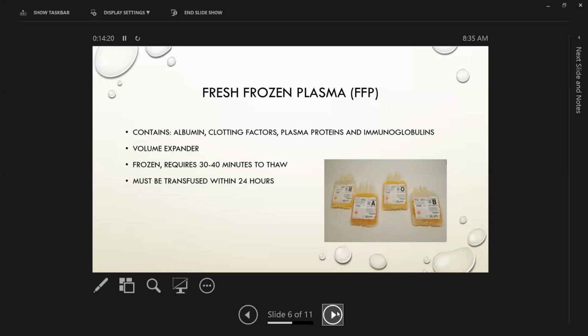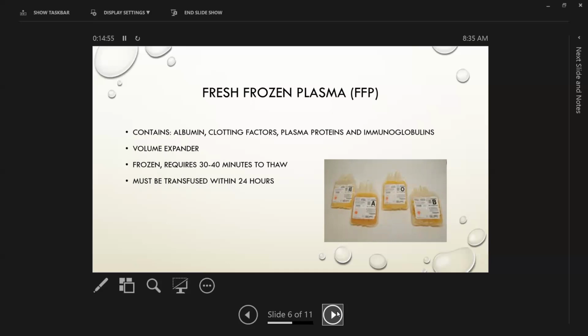It works by, it's a volume expander is what they call it. It's going to pull fluid from the extracellular space into the vessels by this oncotic pressure gradient. So it's going to pull fluid from your interstitial area into the intravascular space. And it helps to replace clotting factors, which would help if your client was having trouble with clotting. Maybe they weren't clotting very well. It's used for severe bleeding, advanced liver disease, and complications from anticoagulants.